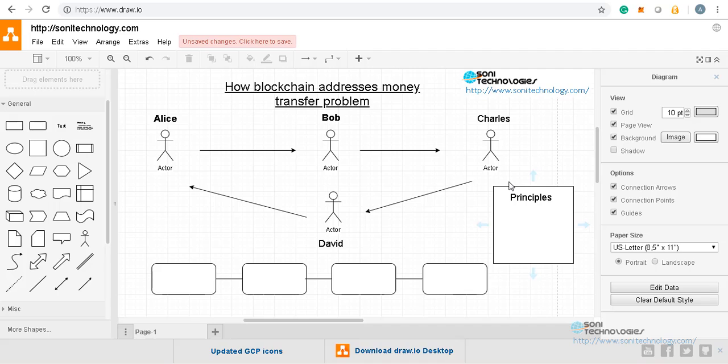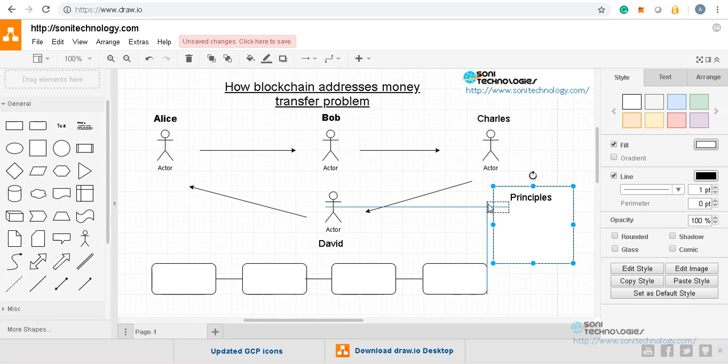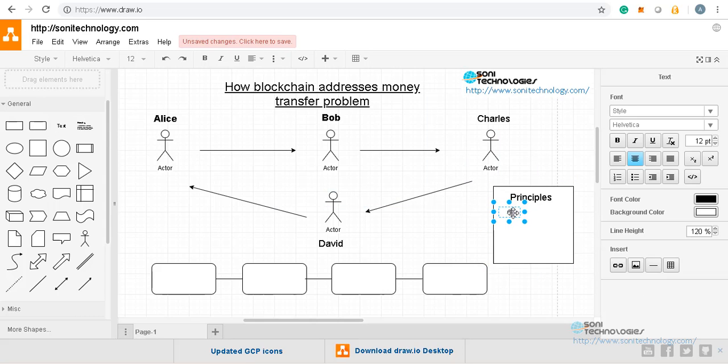So let's take an example. We have four persons in the network: Alice, Bob, Charles, and David. And Alice is trying to move money in the network. So blockchain addresses this money transfer problem. The first principle that we are going to talk about is the concept of open ledger. So we'll write here, the very first concept is open ledger.